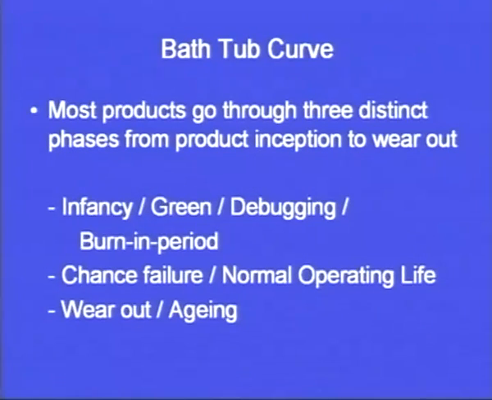In our lecture on product design and development, we have seen that every product has a product life cycle. It is introduced into the market and the demand for the product changes with the passage of time. It becomes stagnant, and finally the death of the product takes place. Similarly, we have a bathtub curve. Most products go through three distinct phases, just as there are 3 or 4 distinct phases in the product life cycle. So here there are three clearly distinct phases from product inception to wear out.